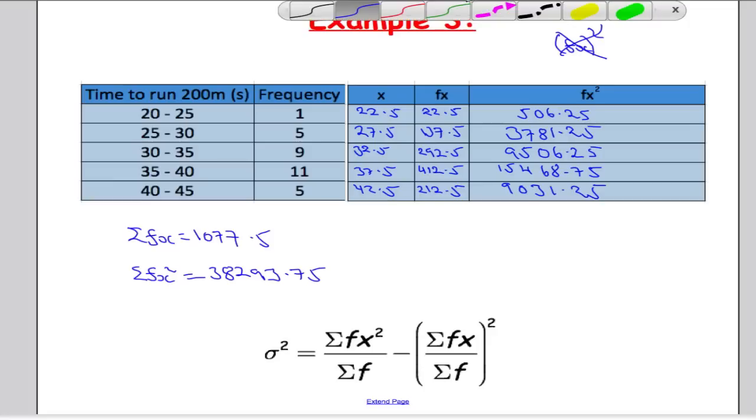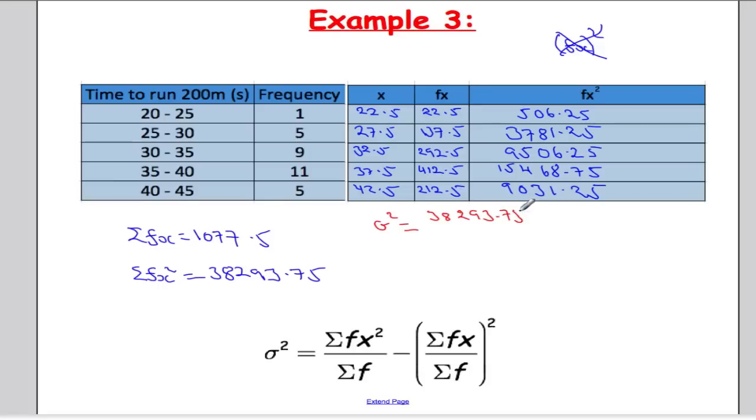Okay, and now we have everything we need to work out the variance. So sigma squared equals the sum of the frequency times the midpoint squared, which is this. So we get 38293.75 all divided by the sum of the frequencies, which I'll add up really quickly: 6 and 9 is 15, 15, 26, 31. So the sum of the frequencies equals 31.